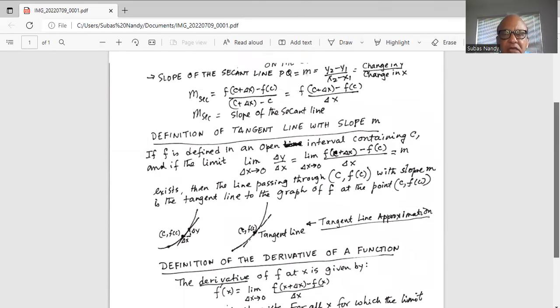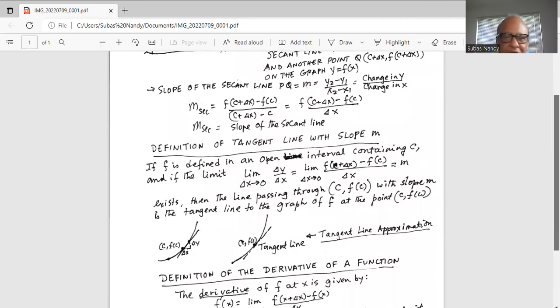So now you see how limits, slope, and derivatives are tied all together.